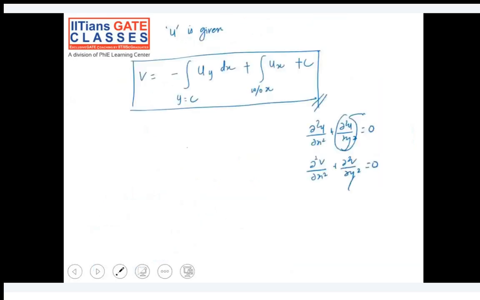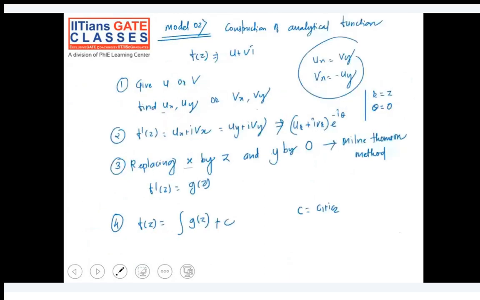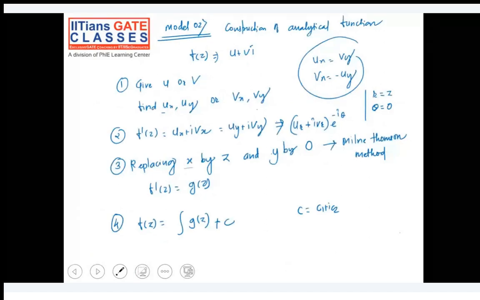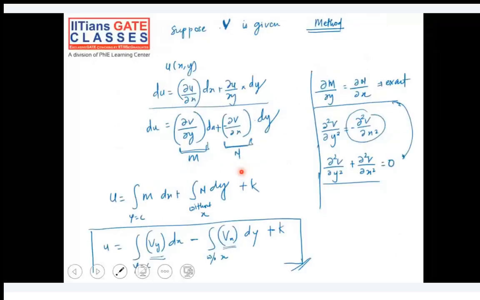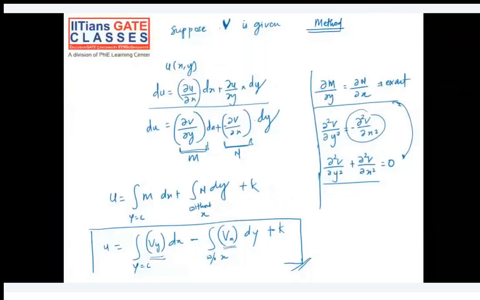So what is the process for it? Previously we have studied in type 1 problem what is the process. In type 2 problem, what is the process to calculate f of z, and in the third type, that is finding the harmonic conjugate, we should understand what is the process to calculate the harmonic conjugate. So let's take this third type in more detail. Suppose V is given to you.